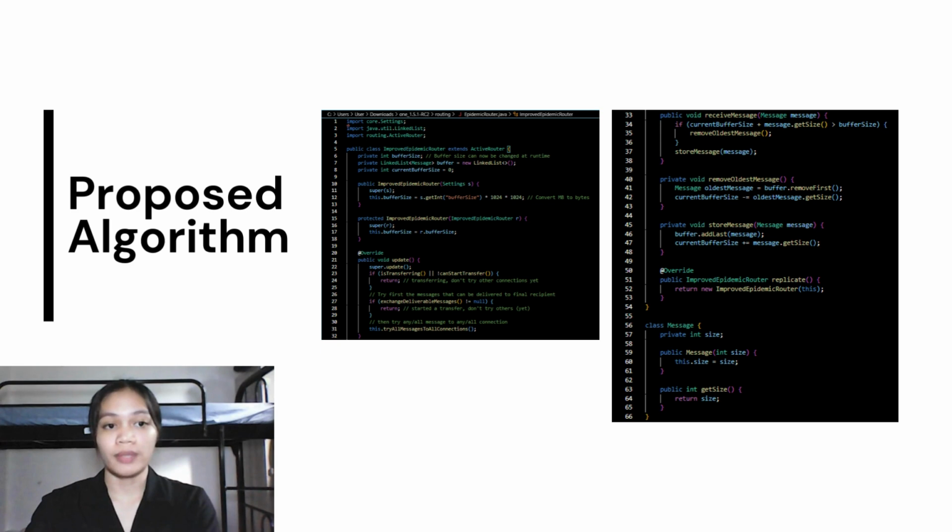The removeAllMessage method removes the first message from the buffer and decreases the current buffer size by the size of the removed message. The store method adds the message object to the end of the buffer and increases the current buffer size by the size of the message.